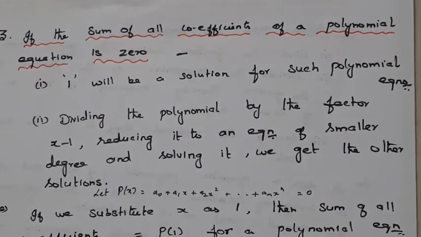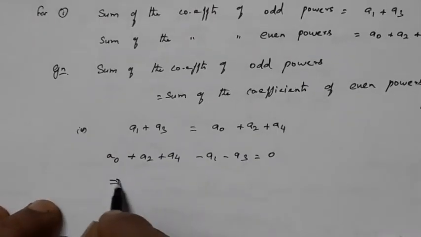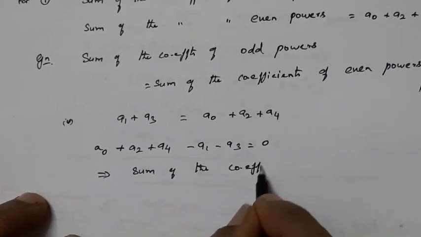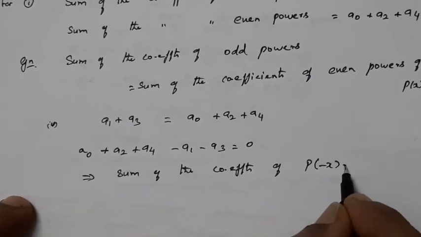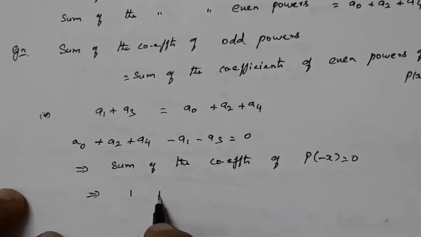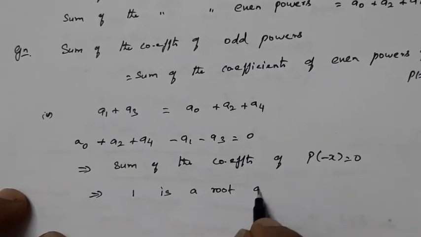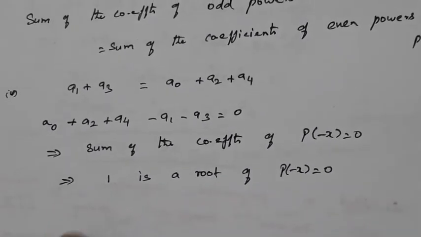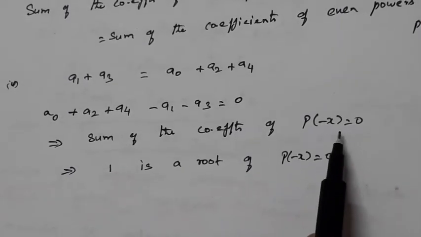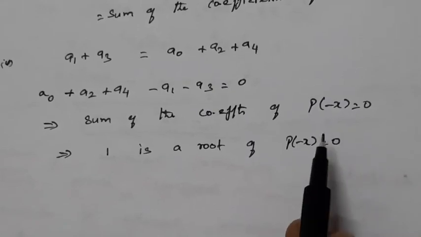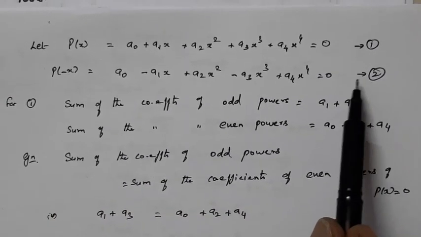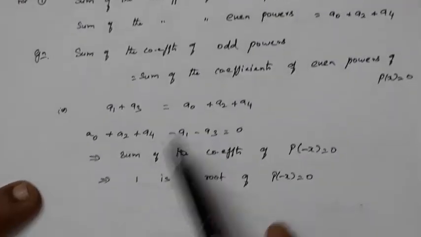Okay. So, by using that result, this implies that the sum of the coefficients of p of minus x is equal to 0. This implies that 1 is a root of p of minus x is equal to 0. Okay. By using the third result, we can say that 1 is the root of this equation, p of minus x is equal to 0, right. So, 1 is the root means it should satisfy the equation. This is the second equation. In that, 1 satisfies that equation.